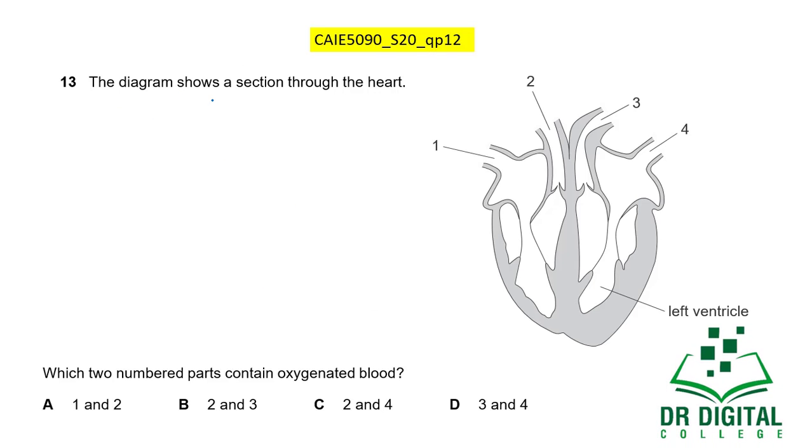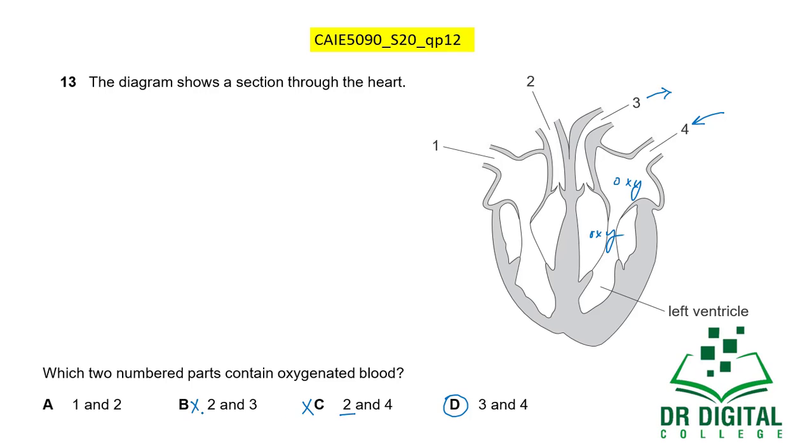In this question, the diagram shows a section through the heart. Which two numbered parts contain oxygenated blood? You know that the left side of the heart contains oxygenated blood. This is oxygenated and this is oxygenated blood. This overall area will be deoxygenated. So oxygenated blood is coming here through the pulmonary vein from the lungs and it is going towards the body through the aorta. So numbers 3 and 4 will have oxygenated blood. So the answer for this question is D, while C is wrong because 2 is the pulmonary artery. It cannot have oxygenated blood.